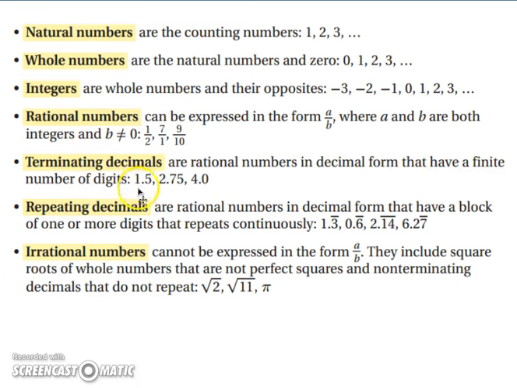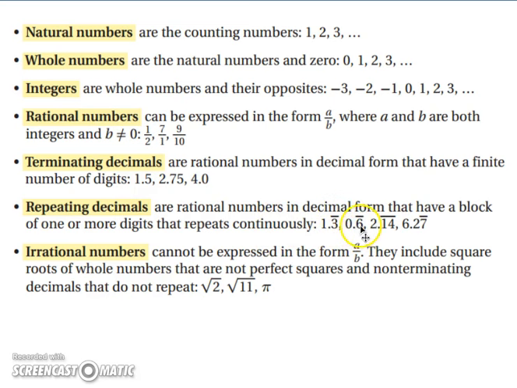So like 1.5, 2.75, and then it stops. So it's a finite number of digits. It ends. Your repeating decimals are also rational numbers. They're in decimal form, and they have a block of 1 or more digits that repeats continuously, like 1.33333333. That's what that little bar means.